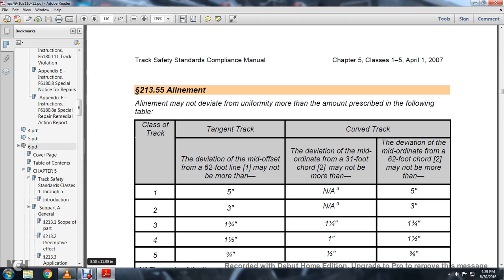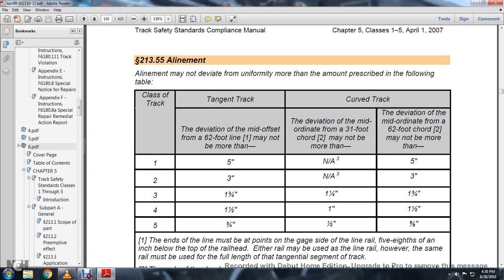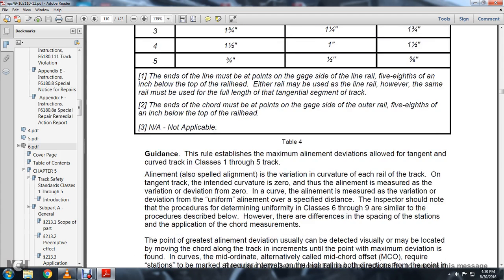Class 3 track, tangent, 62-foot chord is at 1 3/4 of an inch. Deviation of the mid-offset 31-foot chord may not be more than 1 1/4 inch. Deviation of the mid-offset 62-foot chord may not be more than 1 3/4 of an inch. Class 4 track, deviation of the mid-offset 62-foot line may not be more than 1.5 inch, and deviation of the mid-offset 31-foot chord may not be more than 1 inch, or the deviation of the mid-offset 62-foot chord may not be more than 1.5 inch. For Class 5 track, tangent at 3/4 of an inch, 31-foot at 1.5, and 62-foot at 5/8 of an inch.